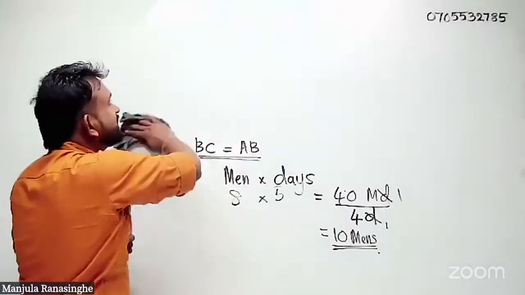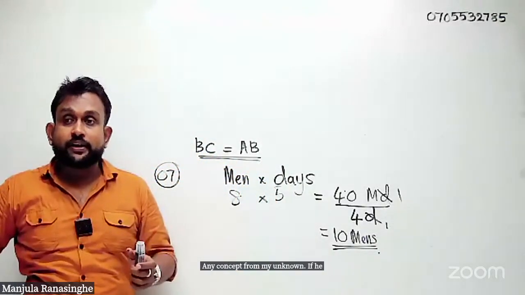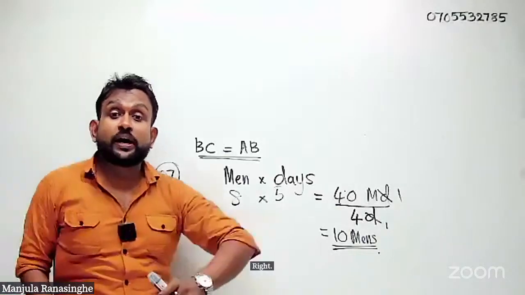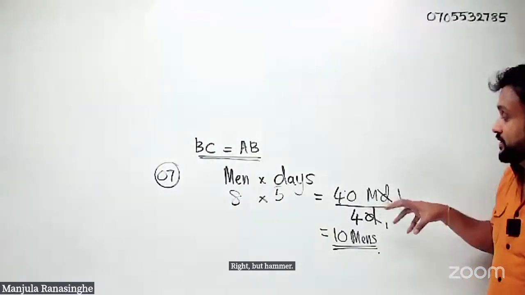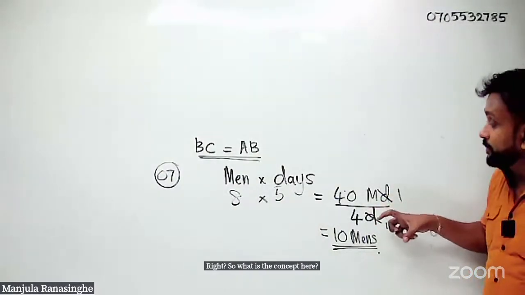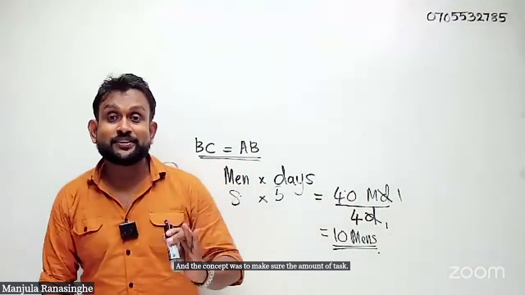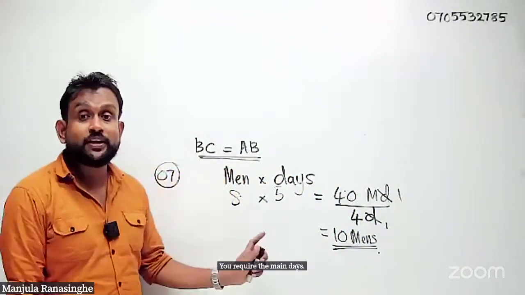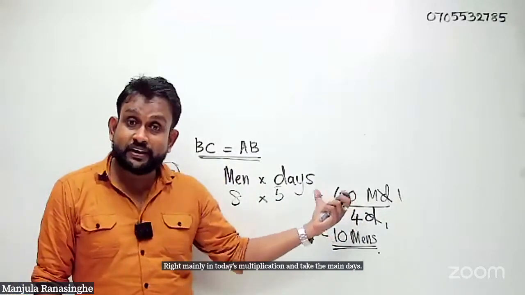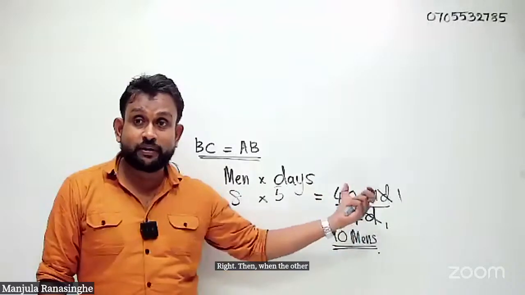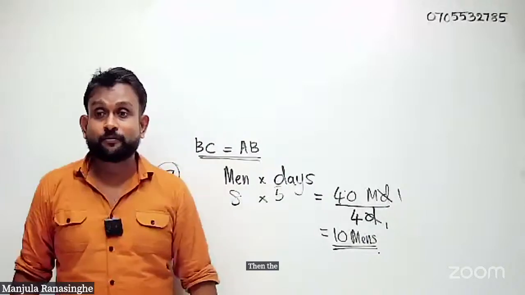So here, what is the concept? The concepts are what you need to take from the theory parts. Always try to find what was the concept inside the problem. So what is the concept here? The concept was to measure the amount of task using man-days. Men into days multiplication gives the man-days. Then when the other quantities like days or men are given, divide by it, then the remaining part is found.